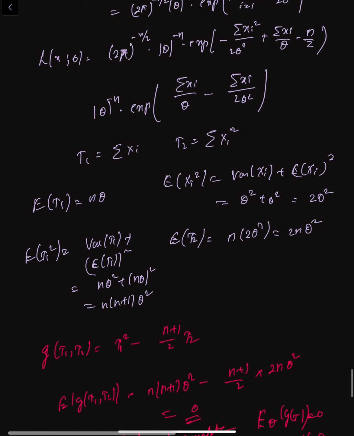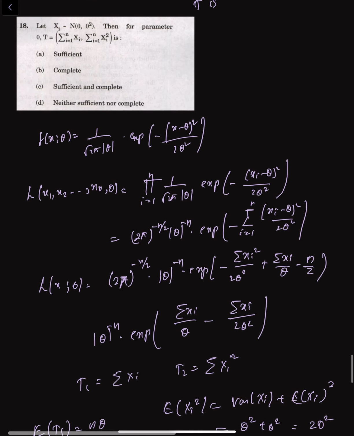So by using a counterexample, we are proving that T is not complete, whereas T is sufficient. So therefore option A will be the correct answer.